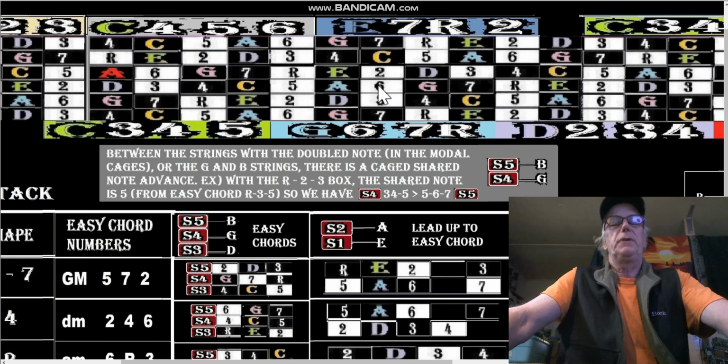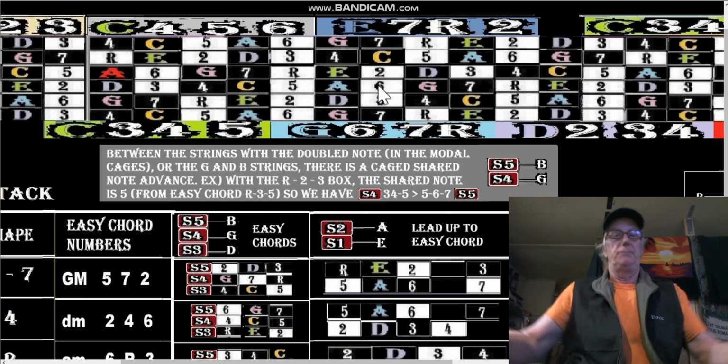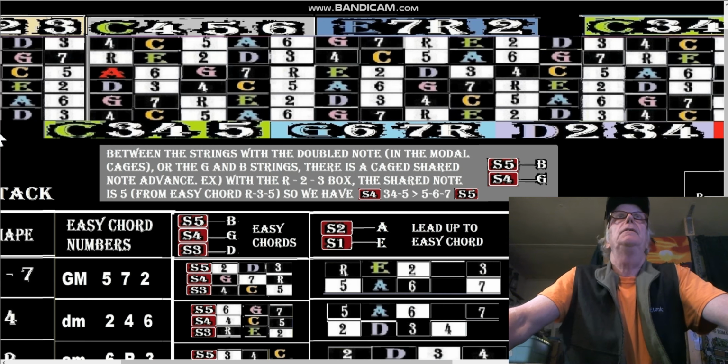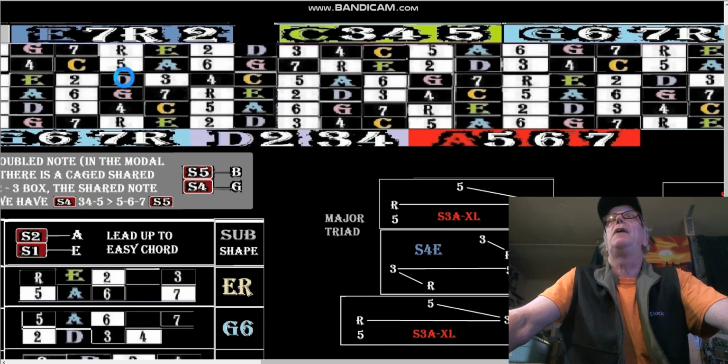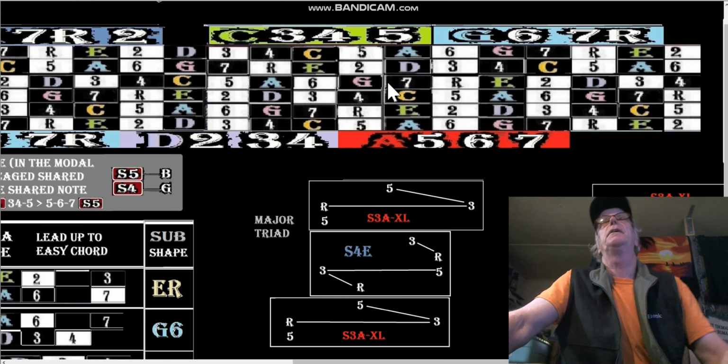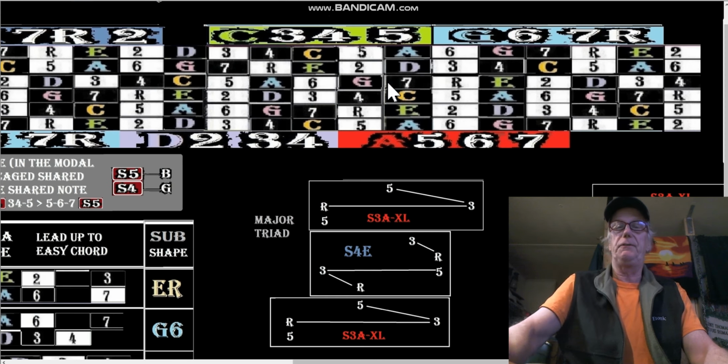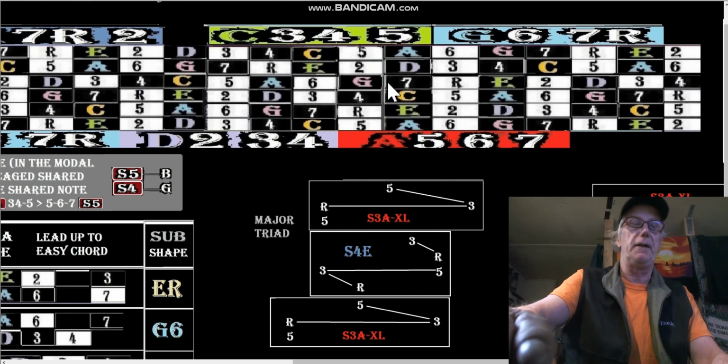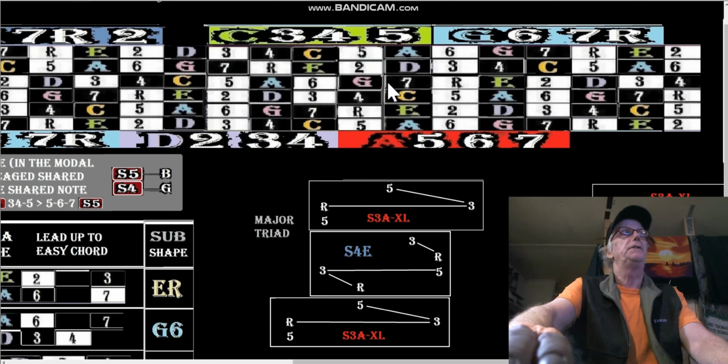In the normal caged system, you can go from, let's say, the C, 3, 4, 5, to the A, 5, 6. That's a caged advance. Going from A, 5, 6 to G, 6, 7, root is a caged advance. Now you say, why is A 5, 6? Well, because if you look over here, let's advance to today's chart where I have more detail that we need here.